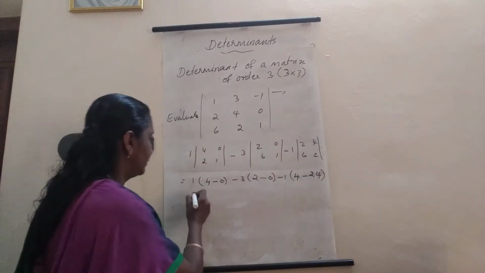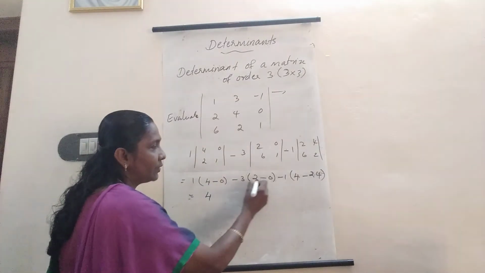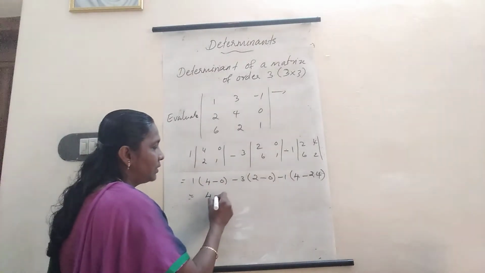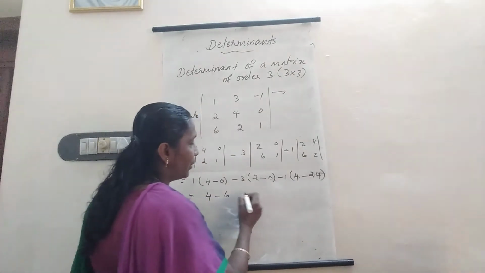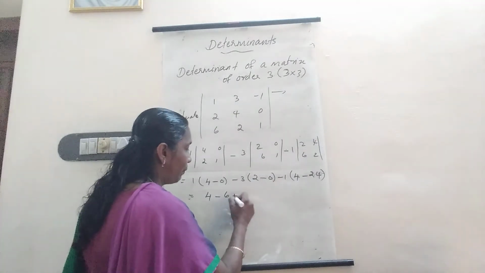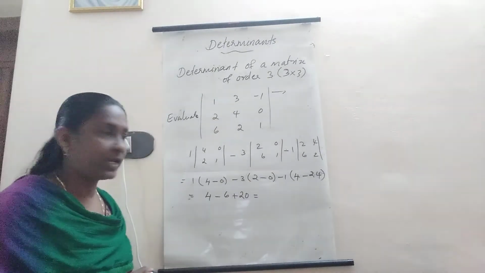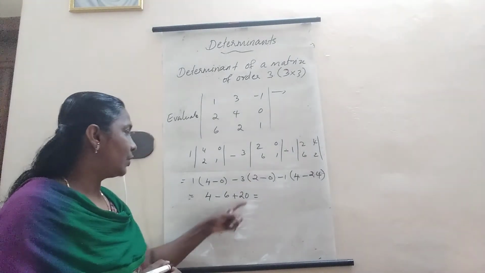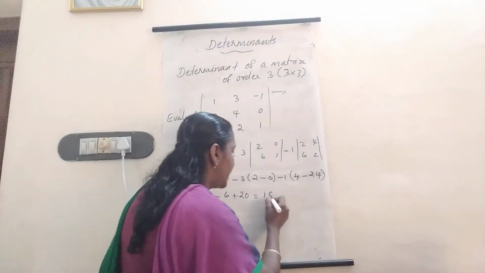4 minus 0, 0. 1 into 4, 4. 2 minus 0, 2. 3 times 2, 6. 4 minus 24 is minus 20, times minus 1 is plus 20. Here 4 minus 6 is minus 2, plus 20, or 24 minus 6. Anyway, we can find out 18 is the answer.